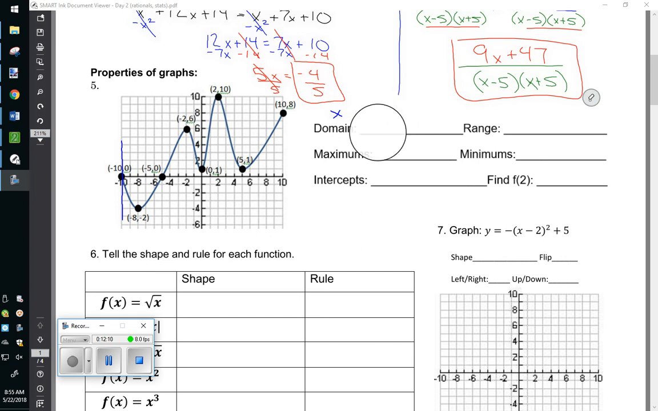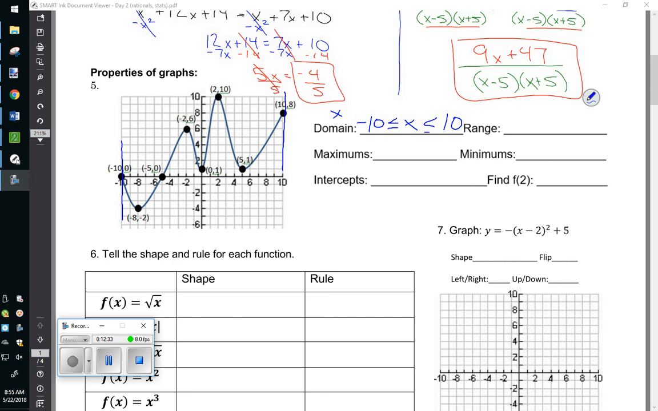Negative 10 is less than or equal to x. Tell me stop when I reach the end of my graph. Stop right there, 10. From negative 10 to 10, x is in between there.